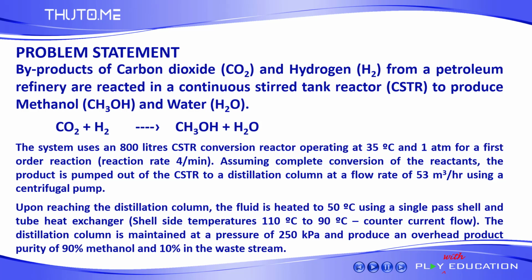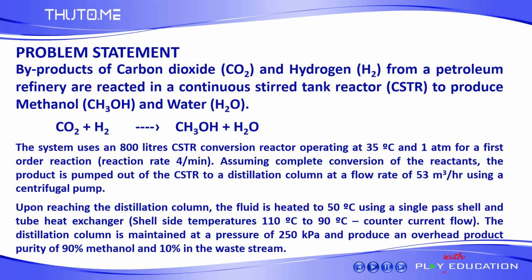Okay then. The problem we are given is posted in the link given below. Please click the link to download the problem statement if you have not already done so, and please take time to read through it to understand the requirements. The problem states that byproducts of carbon dioxide and hydrogen from a petroleum refinery are reacted in a continuous stirred tank reactor, also known as a CSTR, to produce methanol and water. The reaction is given here.